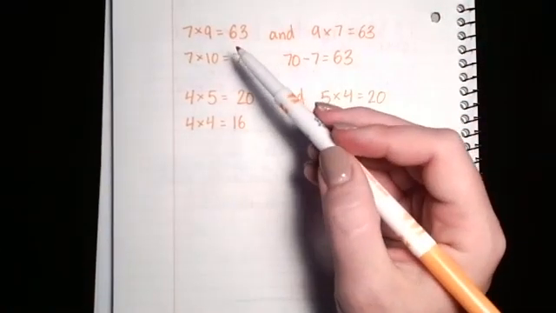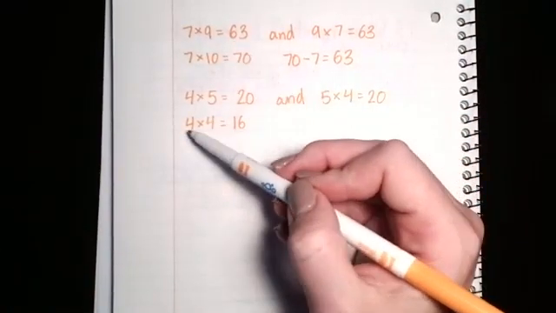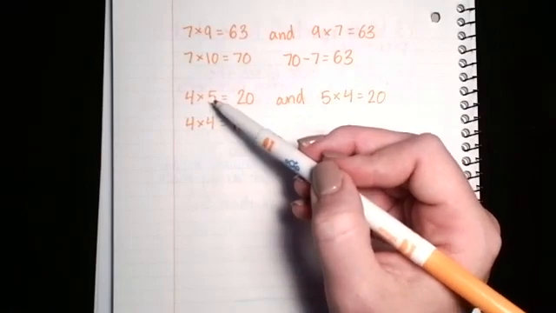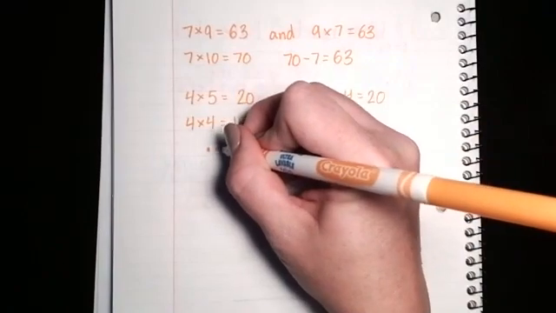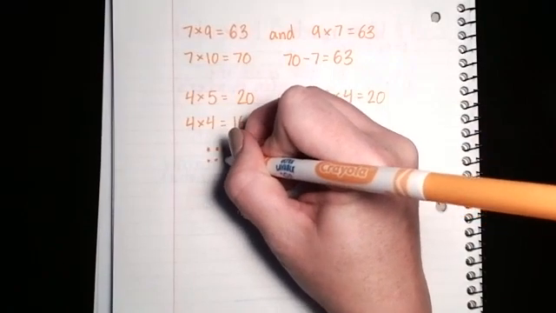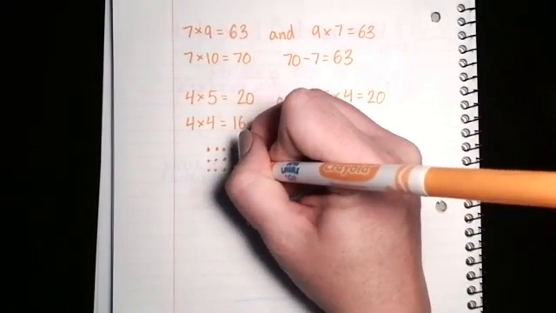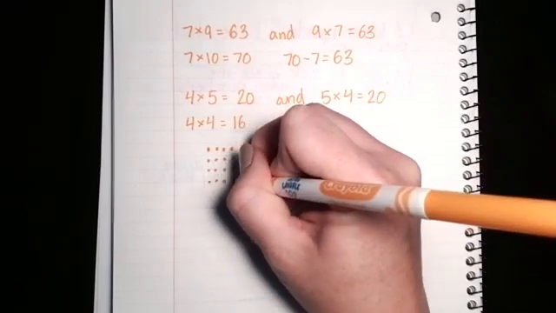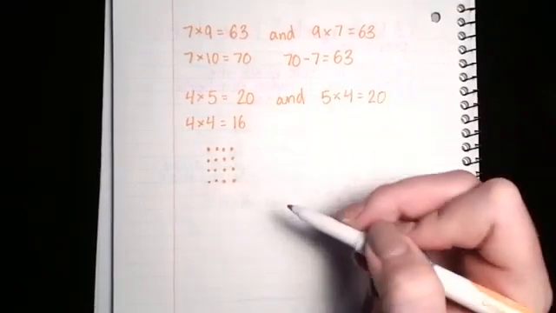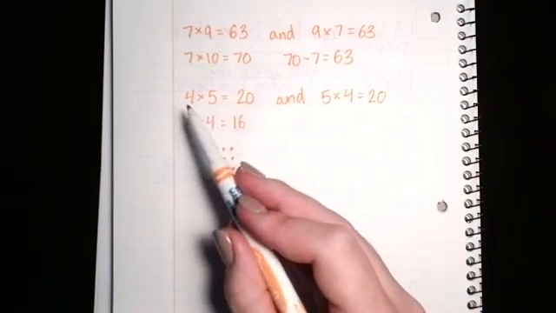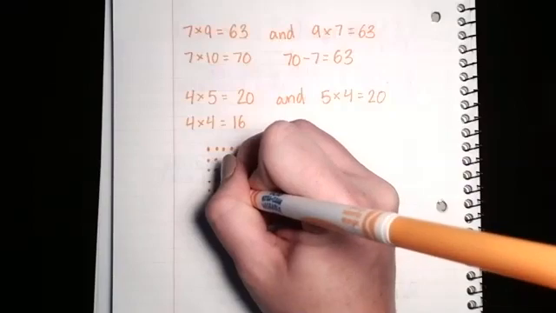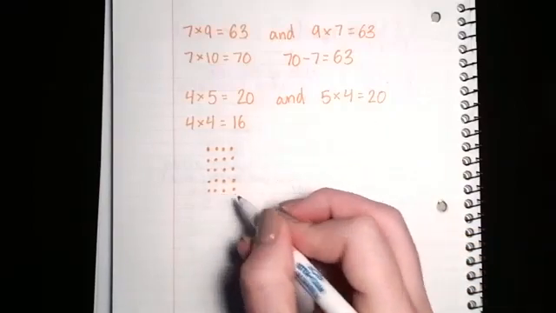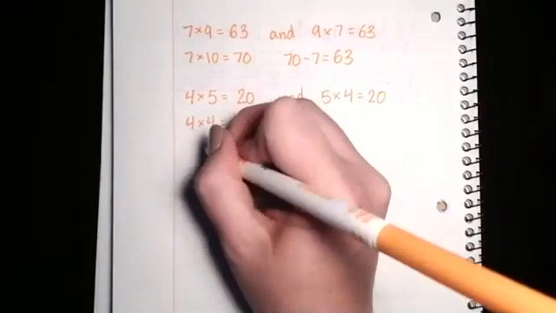Well, you can use the same strategy we did here. Look at this. If you already know 4 times 4, this next one is just one more group. I can even draw it out in an array. 1, 2, 3, 4. 1, 2, 3, 4. 1, 2, 3, 4. 1, 2, 3, 4. That's 4 times 4 equals 16. To make it 4 times 5, all I'm going to do is add one more row. I just added 4 more, that's it.